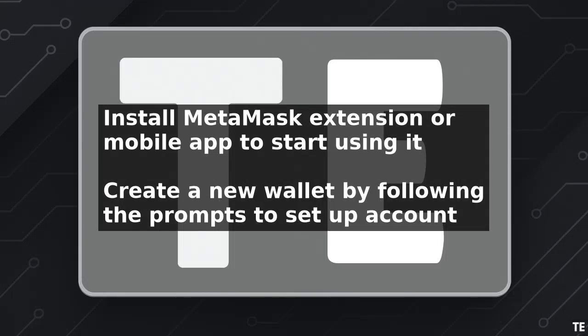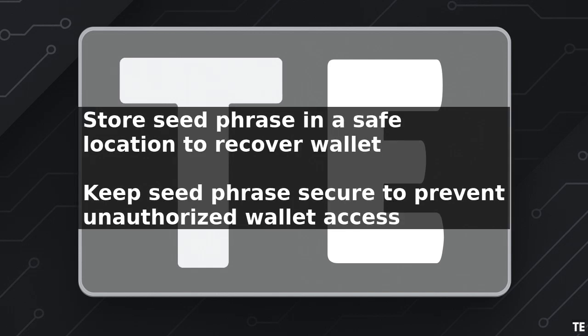To use MetaMask for an airdrop, start by installing the MetaMask extension on your browser or downloading the mobile app. Once installed, create a new wallet by clicking on Create a Wallet and following the prompts to set up your account. You will be given a seed phrase, which is a list of words that can be used to recover your wallet in case you lose access to it. Make sure to store this phrase in a safe and secure location.